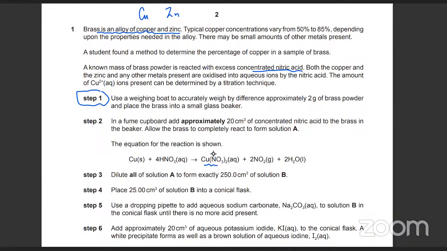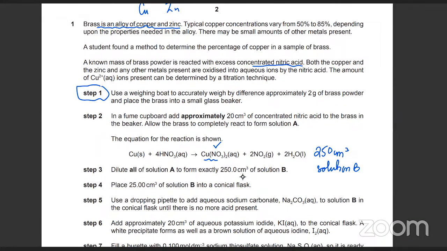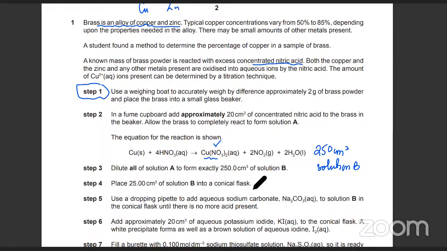So copper from the brass is going to end up reacting with nitric acid. Dilute all of solution A. So he reacted 20 cm³ of nitric acid, but then he diluted all the solution to form a 250 cm³ solution, that's B. So this entire thing, which is basically copper nitrate, is now solution B. After that, he places 25 cm³ of solution B into a conical flask. So now he's using just 25 cm³ in a conical flask.